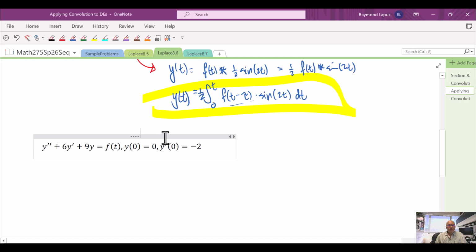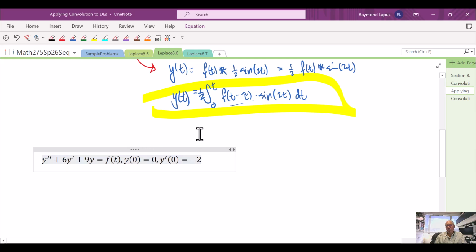Here's our next problem. If you want to pause the video a little bit, you can work this out, at least take a few steps before watching. So there is a 5-second pause, or as long as you want if you're going to pause it. All right.